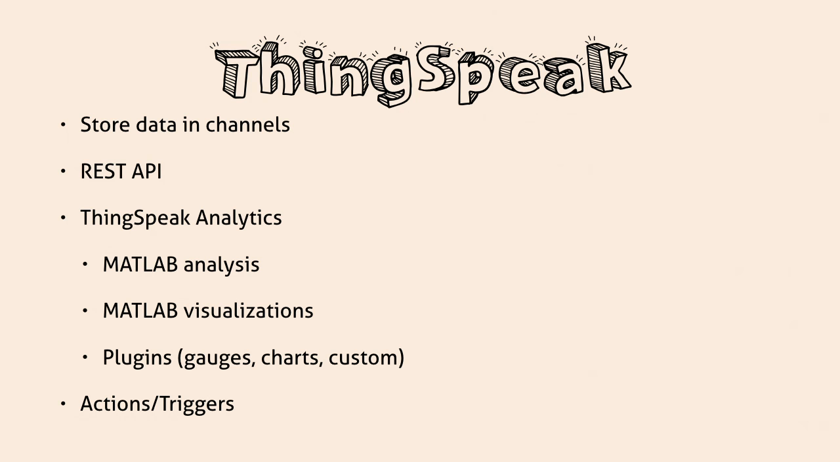ThingSpeak is one example of a great API. It's an open source API. You can download ThingSpeak from GitHub, but it's also hosted on the internet at thingspeak.com. You can store data in channels. It's got a REST API for each of your channels, and data import and export. You can set up MATLAB analysis, so you can do calculations on your data.